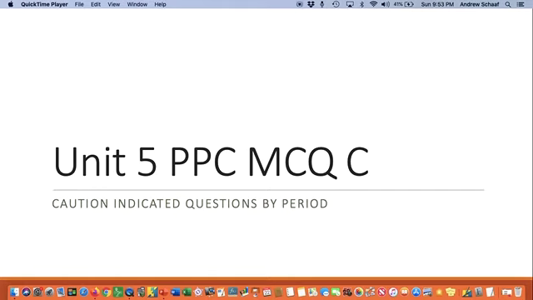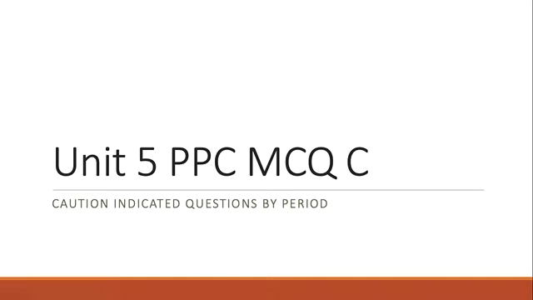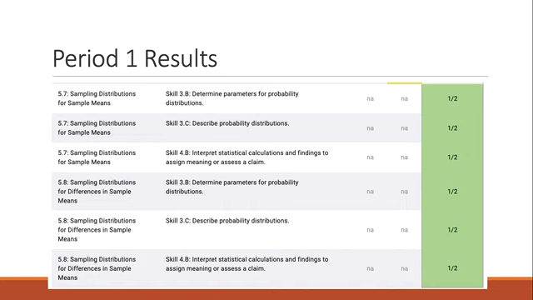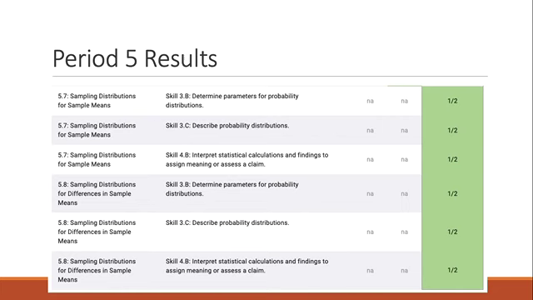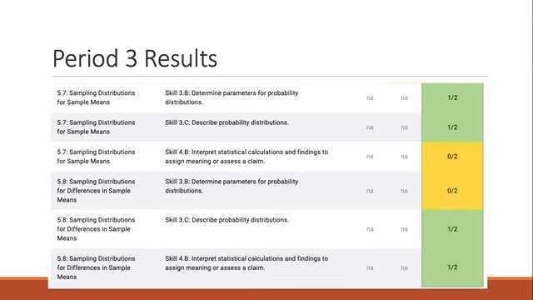Let's take a few minutes and go through the most frequently missed questions on Part C of the multiple choice questions from the Unit 5 Personal Progress Check. These are the results for first period and for fifth period. Those classes look very similar in terms of how they did.